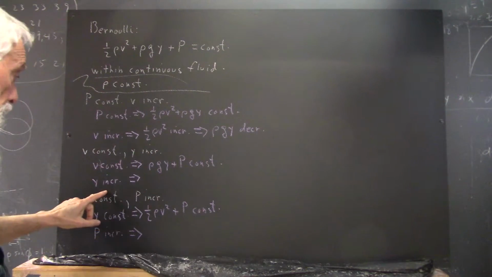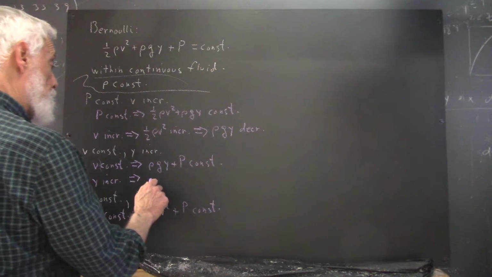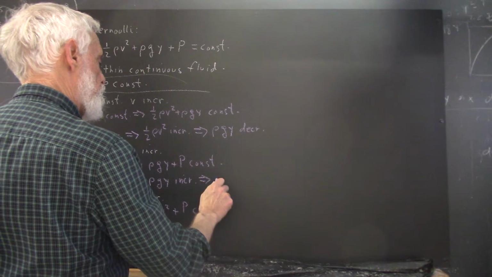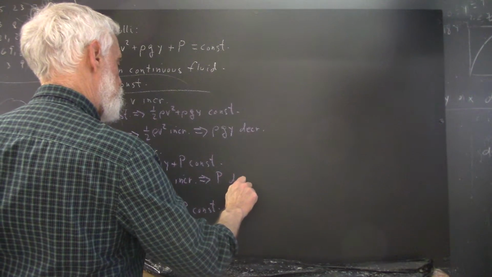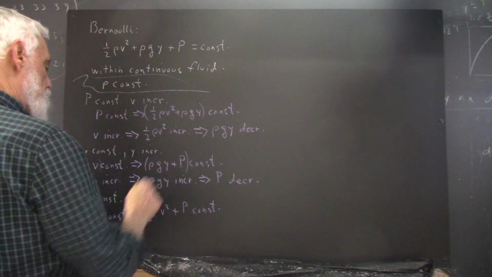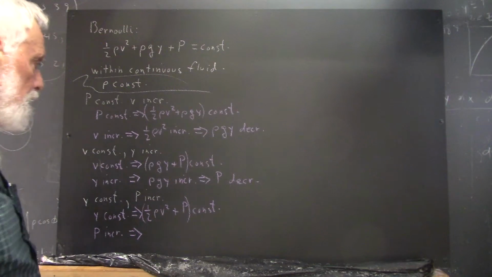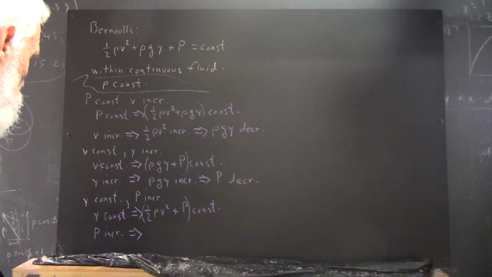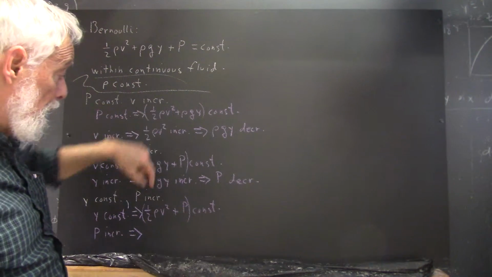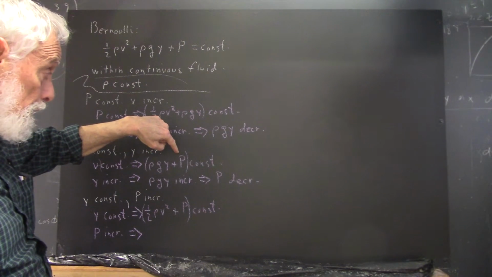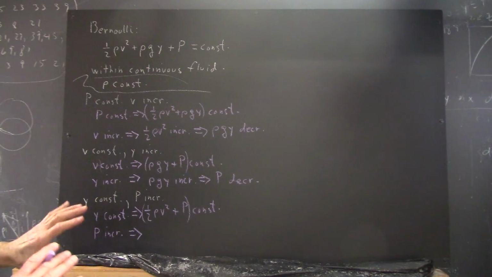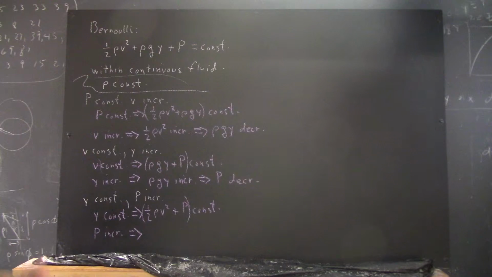Now, if y increases, that means that rho gy increases. And that implies that the pressure decreases. I'm choosing to put a couple of parentheses in here because the constant almost looks like it's a subscript on the P. Okay, again, this sum has to be constant, so if this part of the sum increases, this part has to decrease, the pressure has to decrease. Okay, looking at this purely formally, not talking about any specific instances at this point.